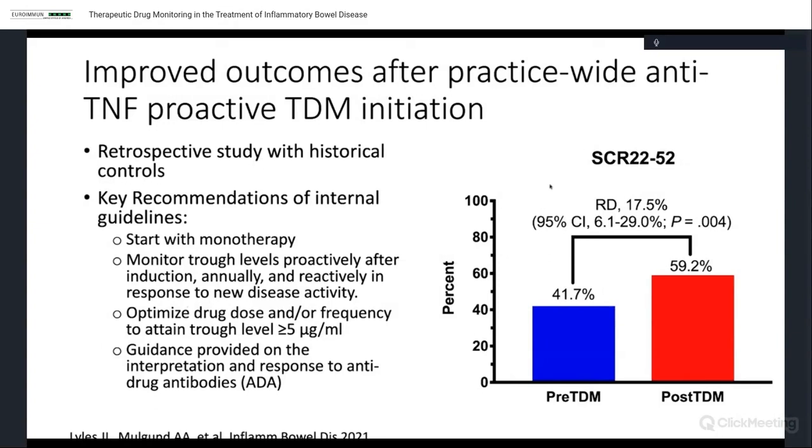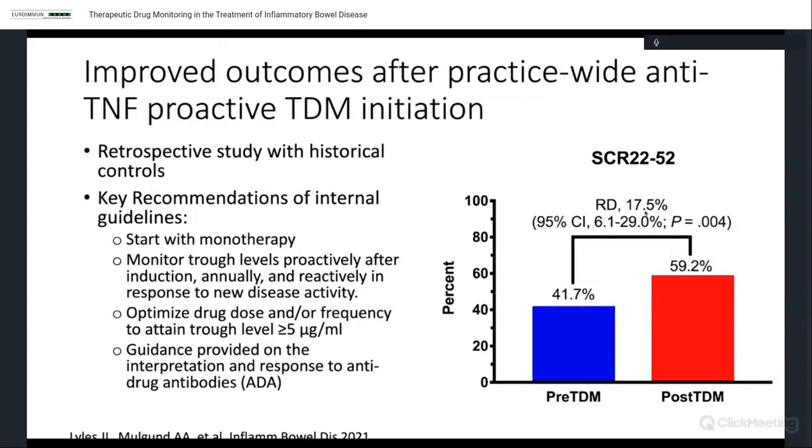The primary outcome we looked at was sustained corticosteroid-free remission between 22 and 52 weeks after initiation of treatment, so at all time points in clinical remission between these periods. And we found that there was indeed a higher rate of sustained clinical remission in the group managed after the initiation of this QI initiative compared to those managed before, with a delta of 17.5%.